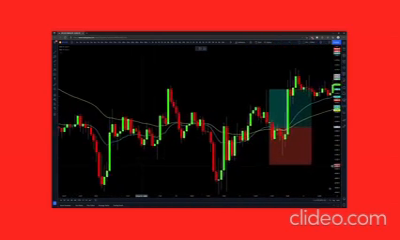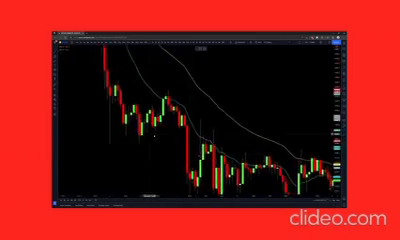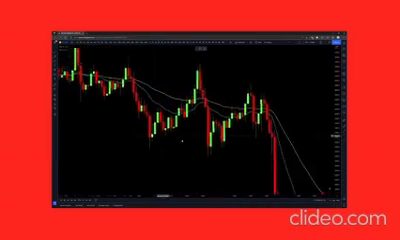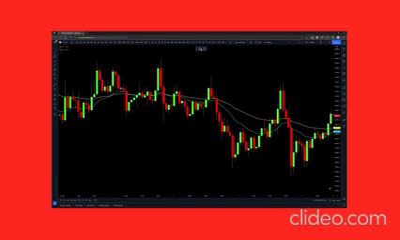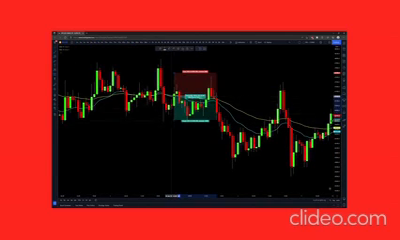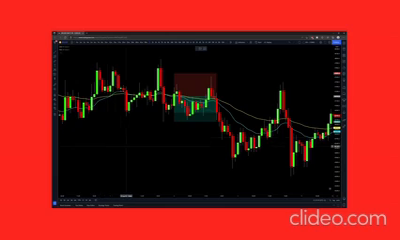Now let me just find a loss here. We'll just keep going back till we encounter a loss, just because I don't want to only show profitable trades. Here we have a cross down, so we get our first pullback right here. We target the lows and use a 1-to-1. Okay, this one's also a winner.